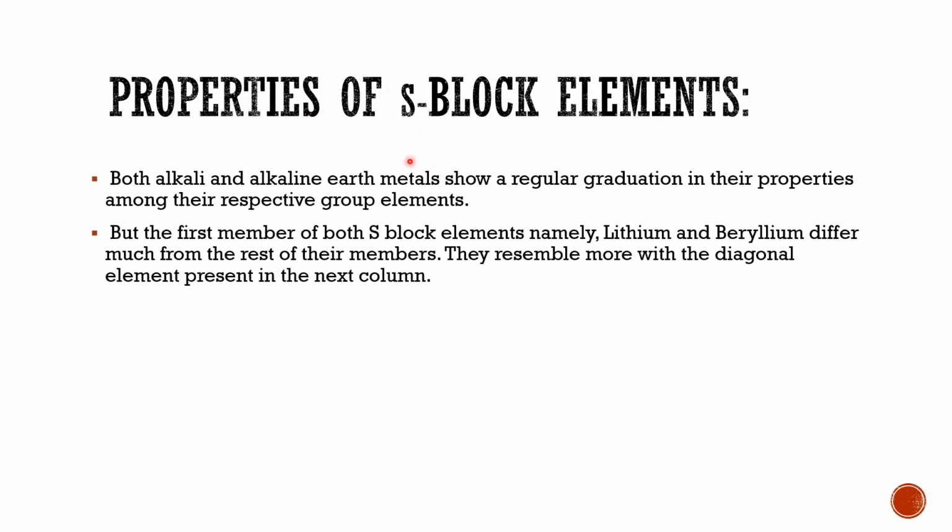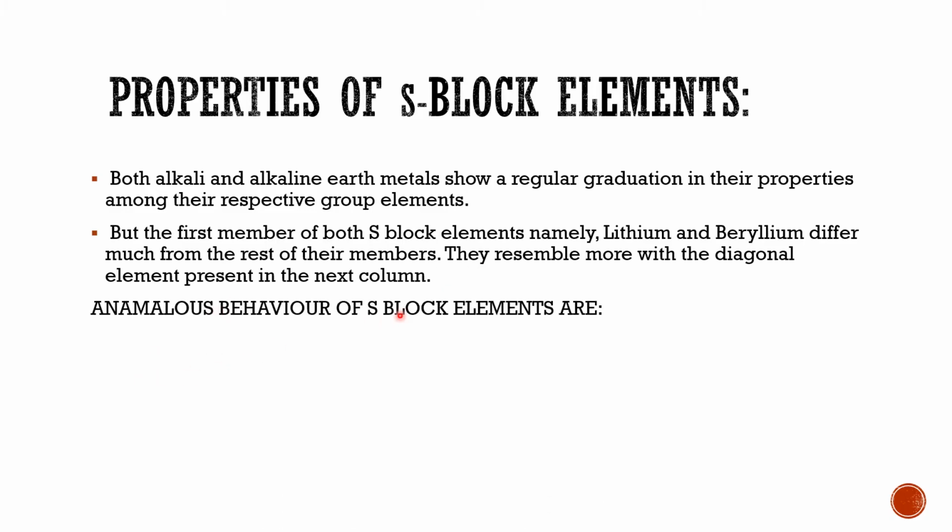Properties of S block elements. Both alkali and alkaline earth metals show a regular gradation in their properties among their respective group of elements. But the first members of both S block groups, namely lithium and beryllium, differ much from the rest of their members, that is the diagonal relationship. They resemble more the diagonal element present in the next column.